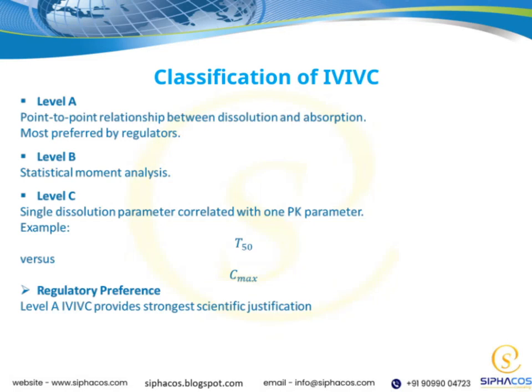Let's take a closer look at how we classify IVIVC, that's in vitro-in vivo correlation. It's all about linking what we see in the lab, like drug release from a tablet, to what actually happens inside the body. There are different levels or types of correlation, each with its own purpose and complexity. Understanding these classifications helps us predict how a drug will perform in real life, based on lab tests. It's a crucial step in drug development and quality control.